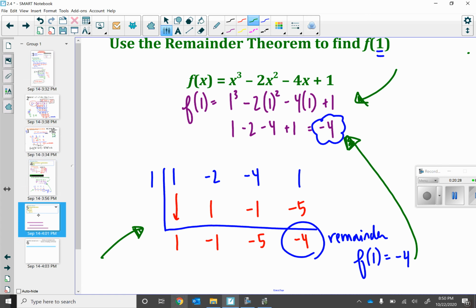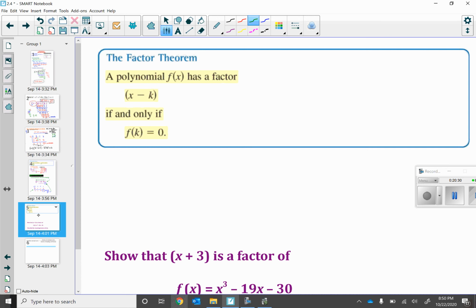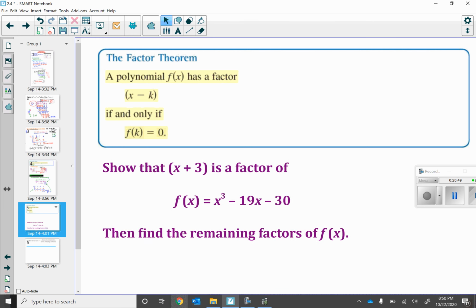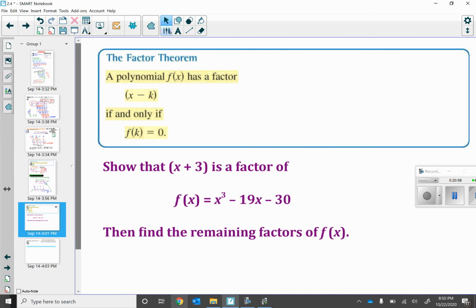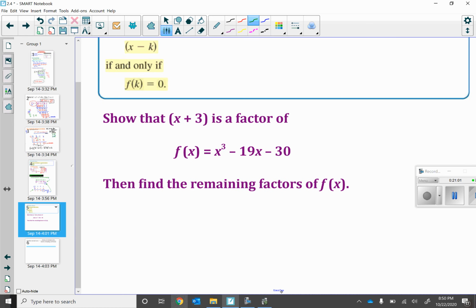I got another theorem for you, and it's the factor theorem, which says a polynomial is a factor if and only if f of k is equal to 0, which we actually already saw and we feel pretty good about. So let's show that x plus 3 is a factor of x cubed minus 19x minus 30 and find the remaining factors. So I'm going to start by getting my synthetic division set up.